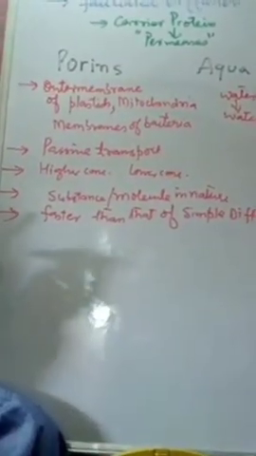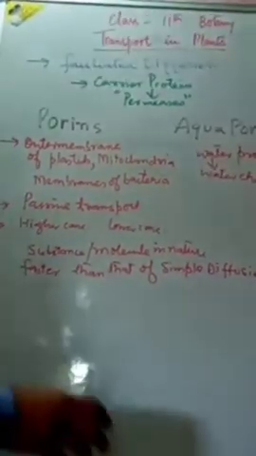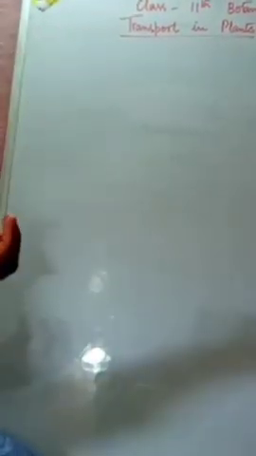So this was facilitated diffusion. Now we have the third, that is called osmosis. Before osmosis, we will discuss the movement of molecules, in which direction it takes place, whether from inner to outer side or from outer to inner side. We have three terms. First one, uniport.